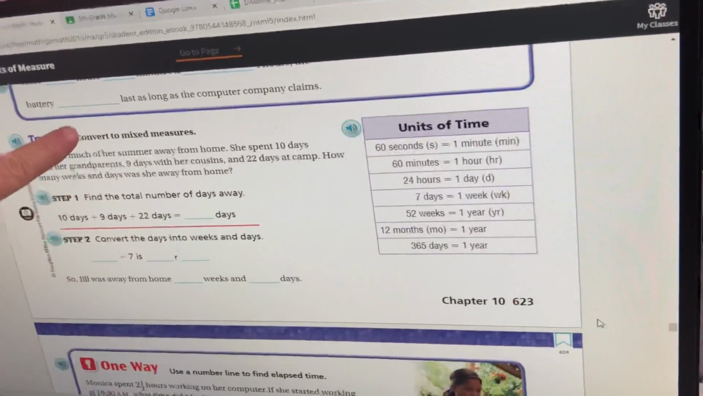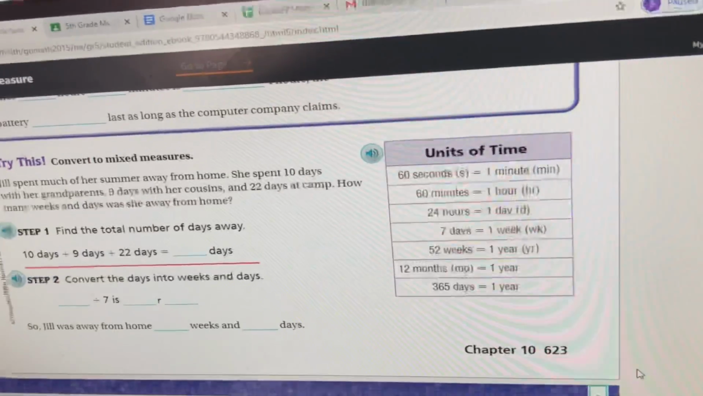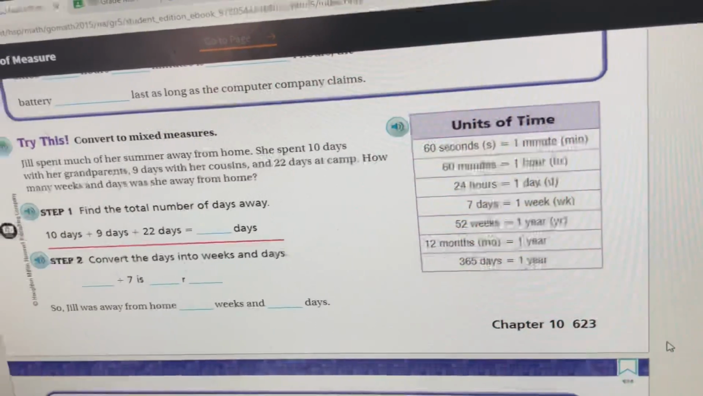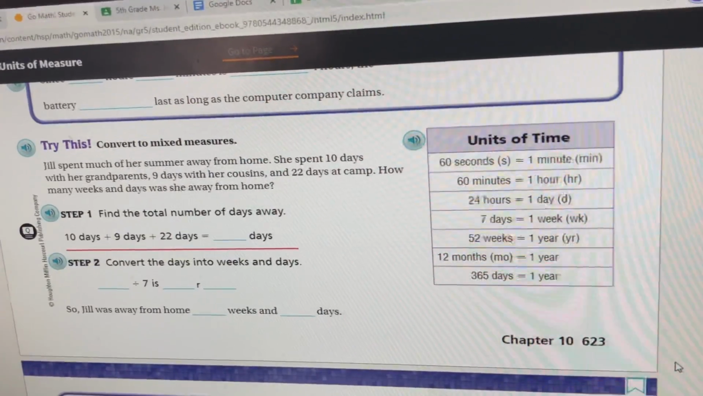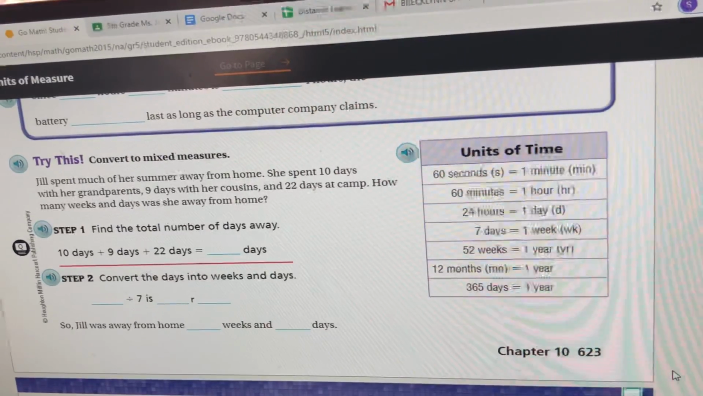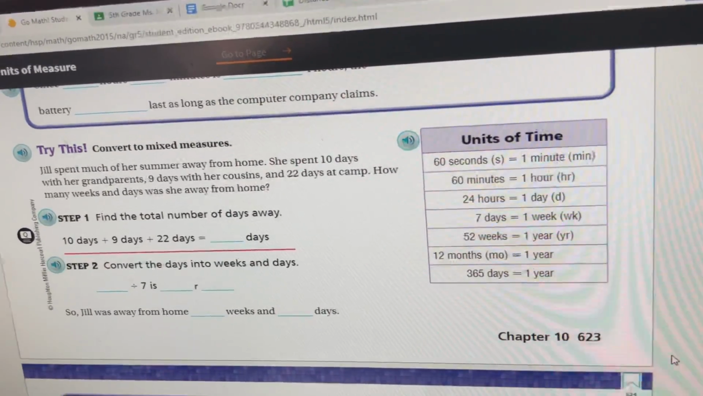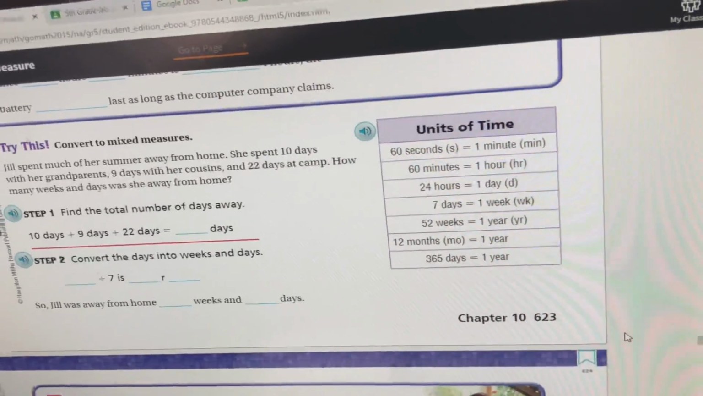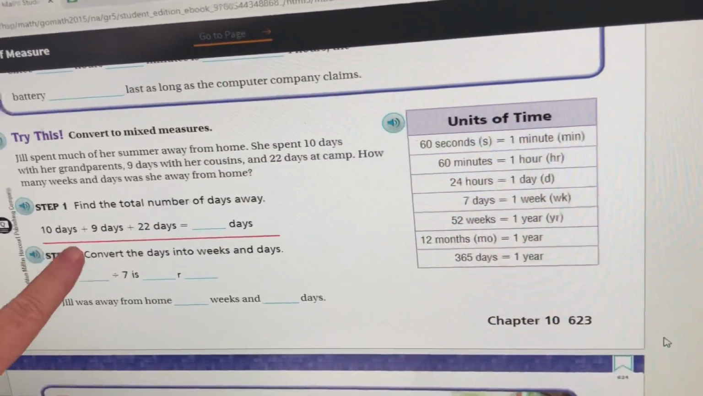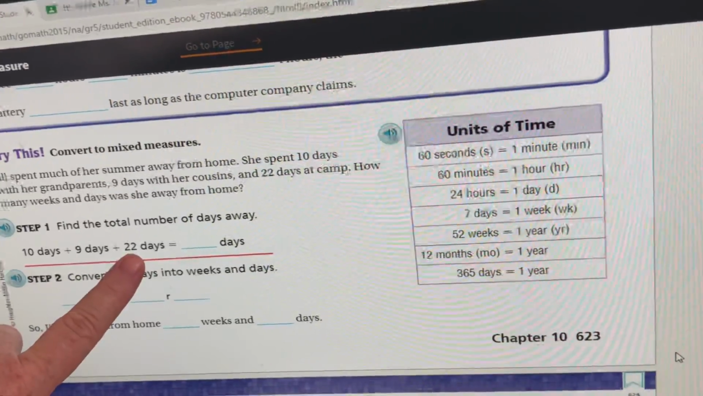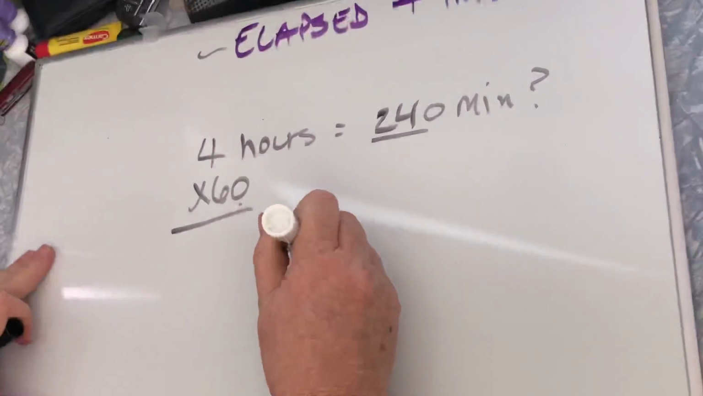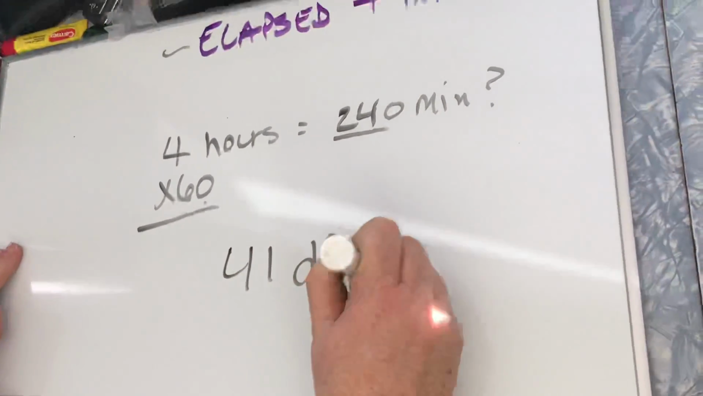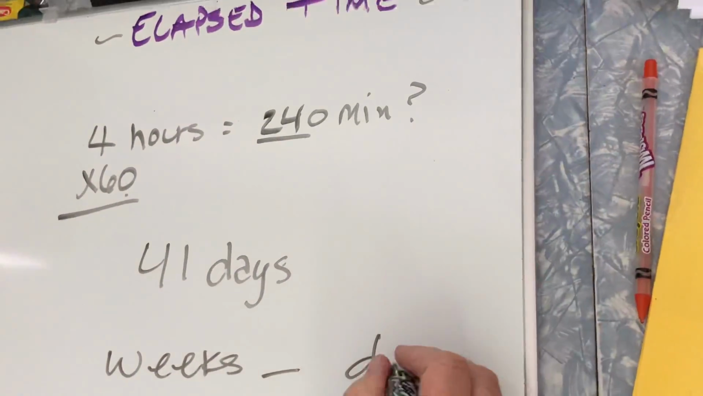Okay. Convert to mixed measures. Jill spent much of her summer away from home. She spent 10 days with her grandparents, 9 days with her cousins, and 22 days at camp. How many weeks and days was she away from home? They want to know weeks and days, but they've only given you information in days. 10 days plus 9 days plus 22 days. 22 plus 9, 31, 41. That's 41 days. Well, if she was gone for 41 days, what is that in weeks and days?